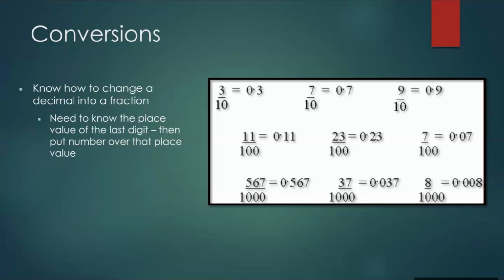And same thing for the one to the right of that, 0.008. That 8 is in the 1,000ths place. So we put 8 over 1,000. Now, if you need to reduce these fractions in any way, which you would have to for the last one here, the 8 thousandths, you can. And you would probably have to put your answer in the reduced form. But this is just showing how you directly convert the decimal to the fraction.